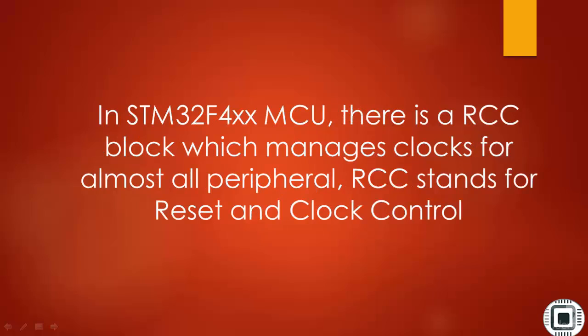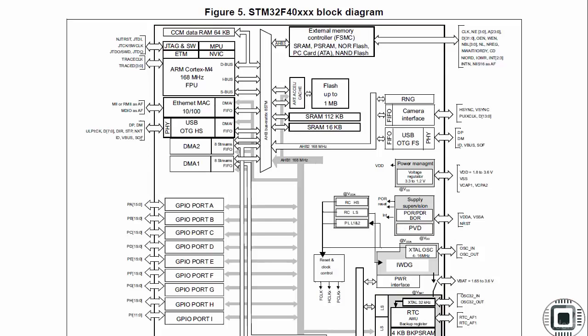In STM32F4xx based microcontrollers, the clocks for the peripherals are enabled in the RCC register, which stands for Reset and Clock Control. This register handles enabling and disabling clocks for various peripherals. Remember that the GPIO port is also a peripheral and it is connected to the AHB1 bus. Let me take you to the datasheet again and show it to you.